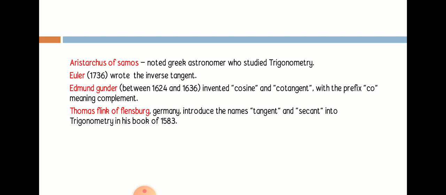Euler, 1736, wrote the inverse tangent. Edmond Gunter, between 1624 and 1636, invented cosine and cotangent with the prefix co, meaning complement. Thomas Fincke of Flensburg, Germany introduced the names tangent and secant into trigonometry in his book of 1583.